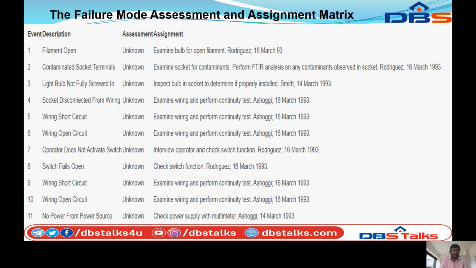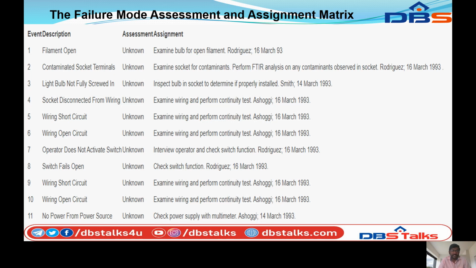So next, event 5: wiring short circuit. This is the description. The assessment is unknown. The assignment is to examine wiring and perform continuity test. This was developed by Ashhoji in the year 16th March 1993.